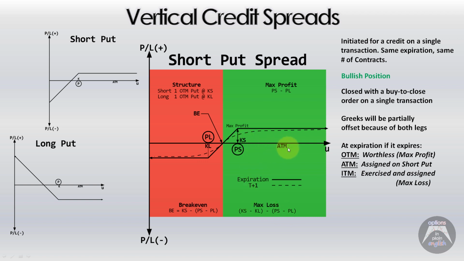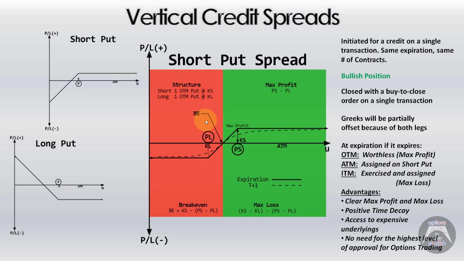Okay, so if it expires fully in the money, you're going to be assigned, and then you're going to exercise your long put. We have a few advantages. Clear max profit and max loss. So you don't have any open-ended exposure. You know your max profit, you know your max loss.